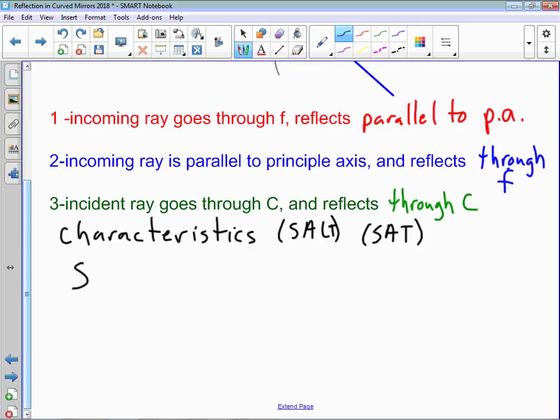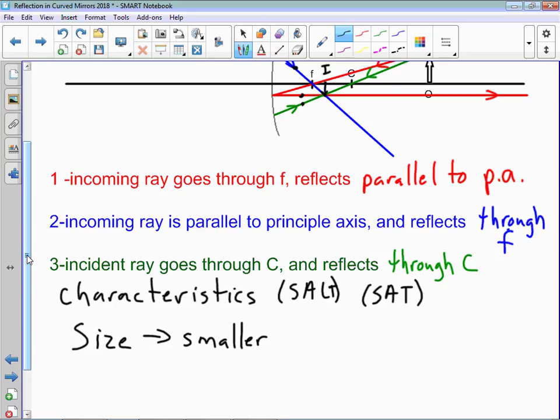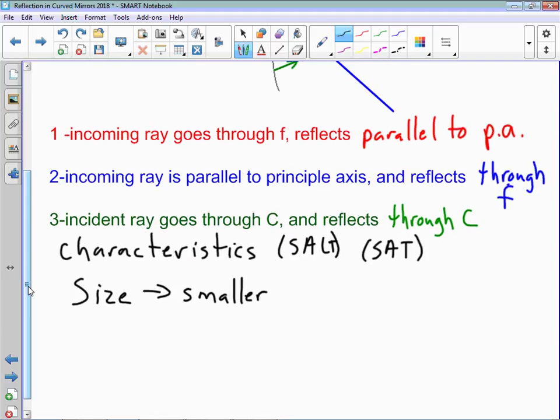So the S is for, why am I drawing a blank right now? Size. So it's a comparison of the size of the object and the size of the image. So in this case, the image is smaller. You can go back up and look at the actual image there. It's way smaller than the object. Okay, you could also have larger or the same size. The A is for attitude. Attitude basically means upside down or right side up. Another way of talking about that is inverted or erect.